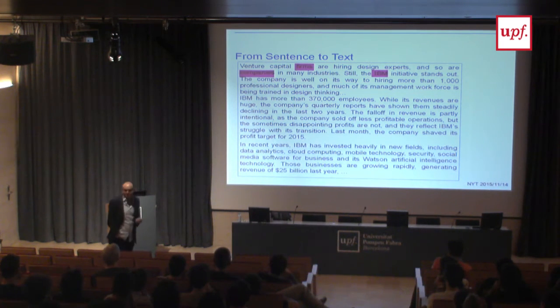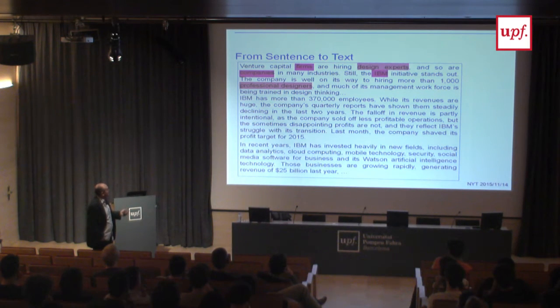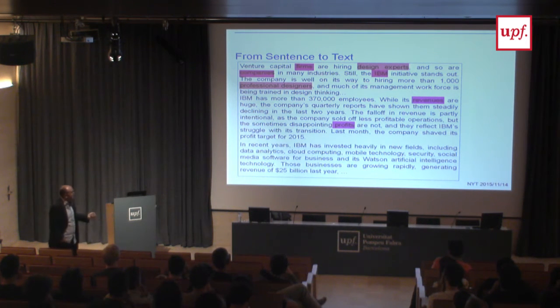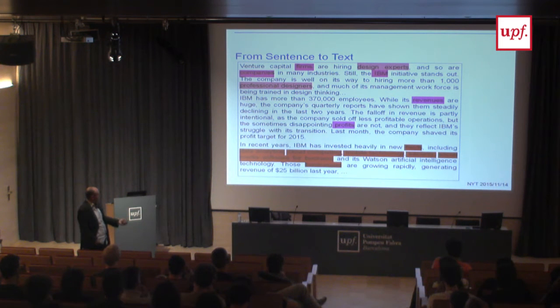If we look, for example, at firms, companies, IBM, we see that firms and companies are kind of quasi synonyms, more or less, and IBM is a company. Then if we have design experts and professional designers, again we have synonyms. And we have revenues, and we know that revenues have something to do with profits, and we have fields, and here data analytics, cloud computing, et cetera, et cetera.